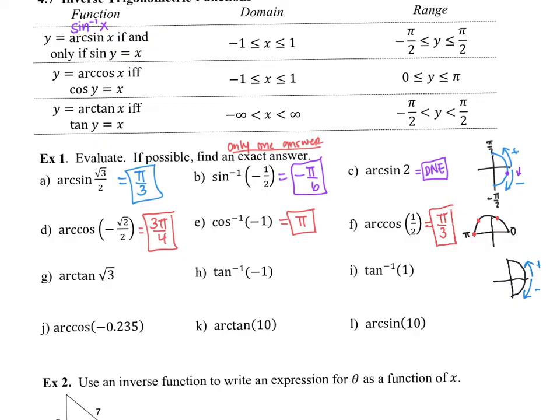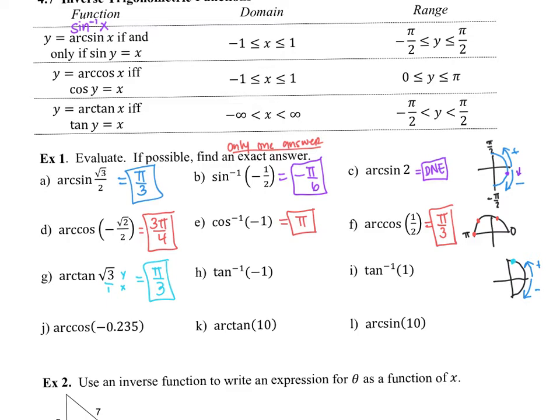Okay, let's see, arctangent of root 3. I normally think about it like this. This is the y over the x. So I want the y value to have a square root 3, so that's up here. That's going to be at pi over 3. And that's okay, because that's between negative pi over 2 and pi over 2.